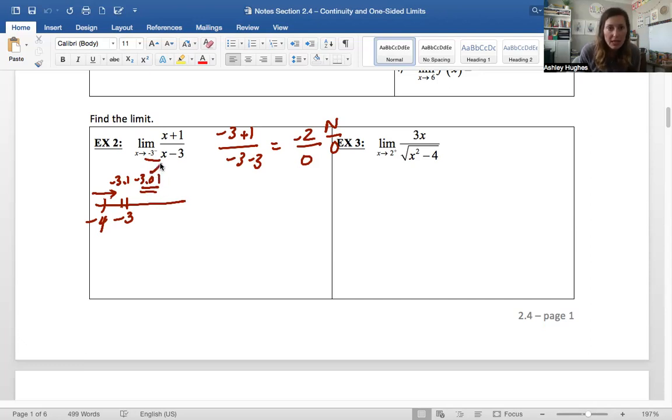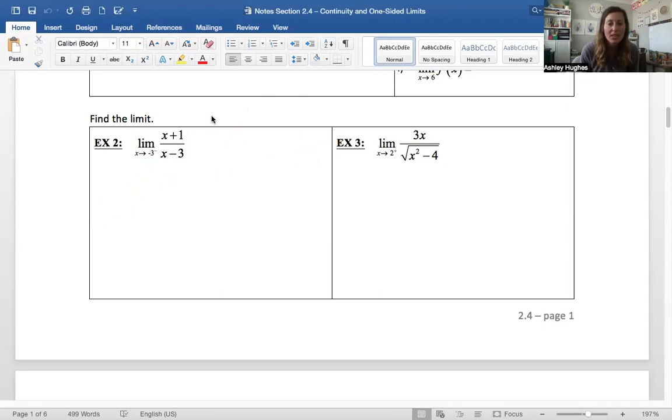If I was to plug that in here, oh, I just realized I did that part wrong. You guys, I imagined that was a plus sign. It's not a plus sign. I wonder if this example is written wrong. Okay, so that's a minus sign. So actually, if I do -3 plus 1 over -3 minus 3, -2 over -6, that is 1/3.